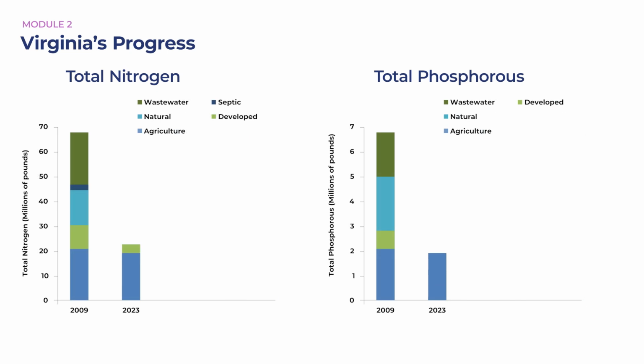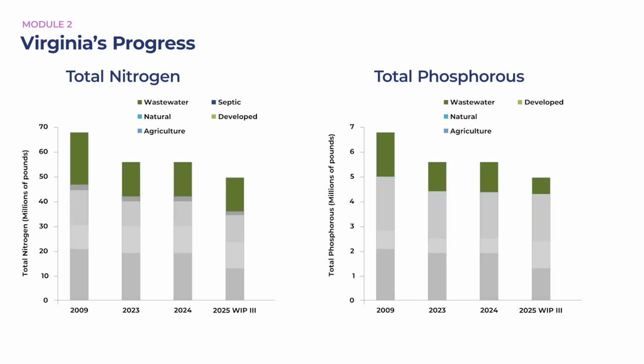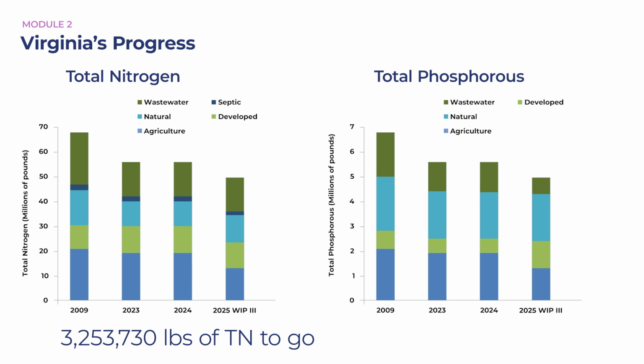Drilling down further, here are two more graphs showing Virginia's progress in achieving nutrient load reductions over time, broken down by sector, as we did for the whole watershed. The wastewater treatment plants in Virginia have implemented extensive upgrades, and you can see the significant decrease in loads from wastewater over time. As of 2023, Virginia still needs to reduce over 3 million pounds of nitrogen and about 100,000 pounds of phosphorus. Despite significant progress, more work is required to meet the bay goals.